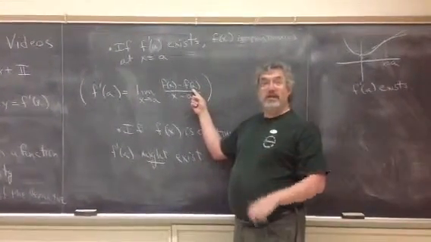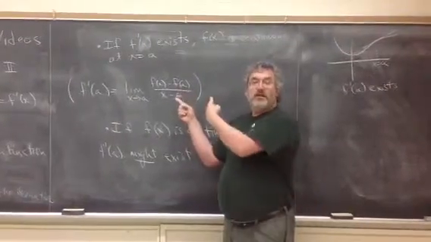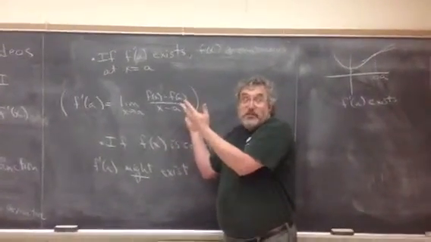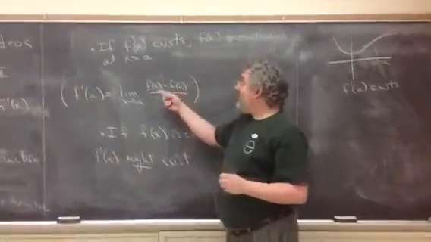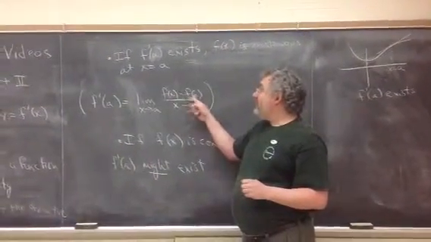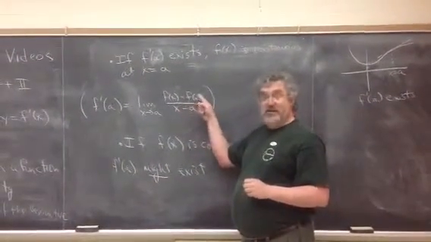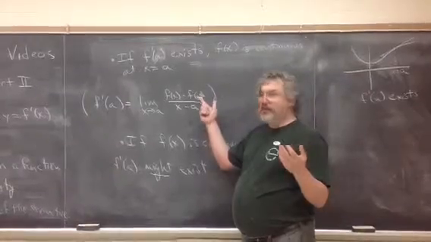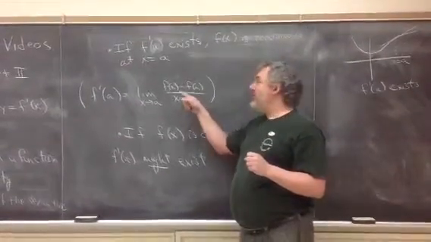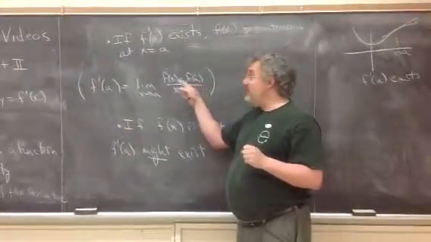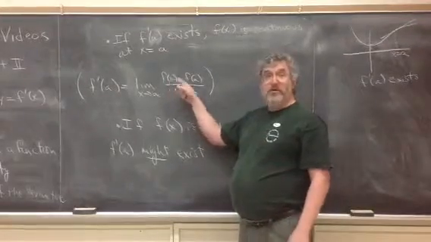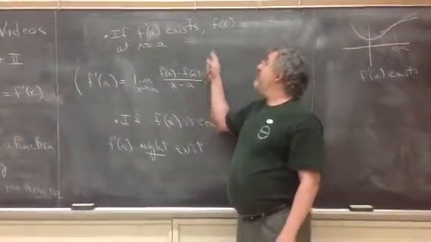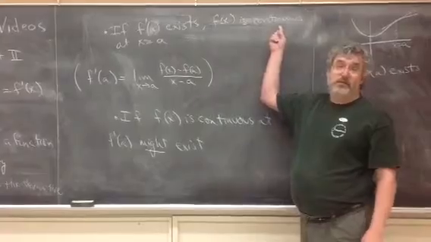So first off, f of a better exist. If it doesn't, this doesn't make sense, because it doesn't make sense without that being there. And the second thing, this better get close to here. If this goes to 0 and this doesn't, the limit doesn't exist. So since this does go to 0, this better go to 0. Hence, f of x better go to f of a, which means the function is continuous.